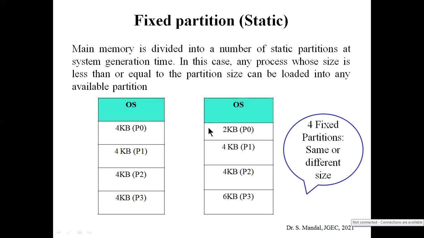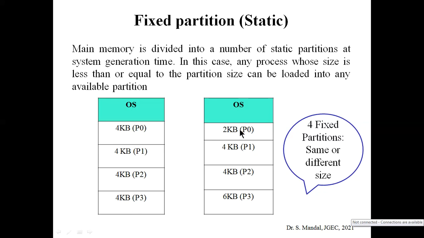But what are the advantages of the second type of fixed partition? You can see that in case of 4 kilobyte, the size is fixed, it is not very varied. So if the size of an incoming process is larger than 4 kilobyte, it cannot be accommodated into the respective partition. That means that process cannot be loaded into the main memory.